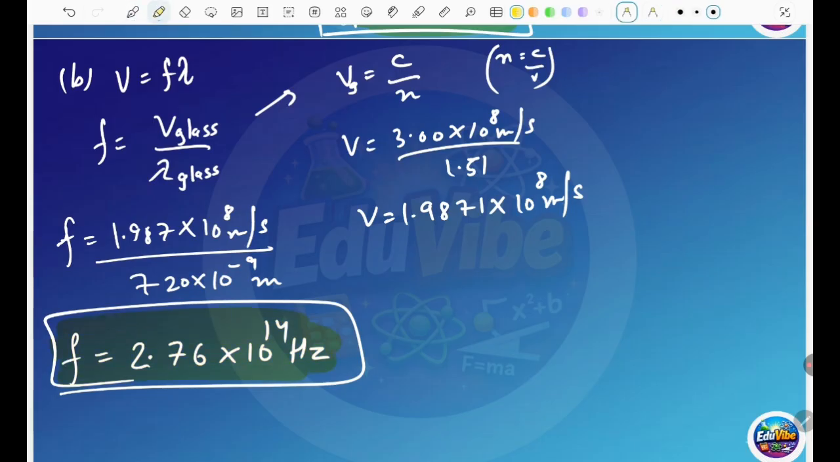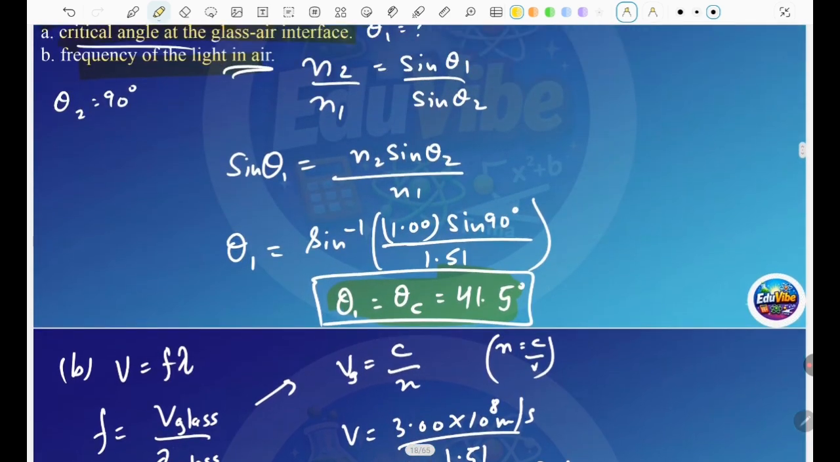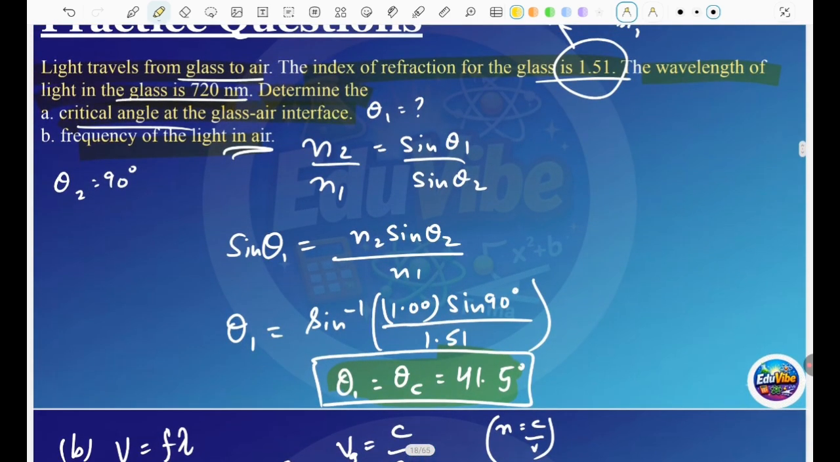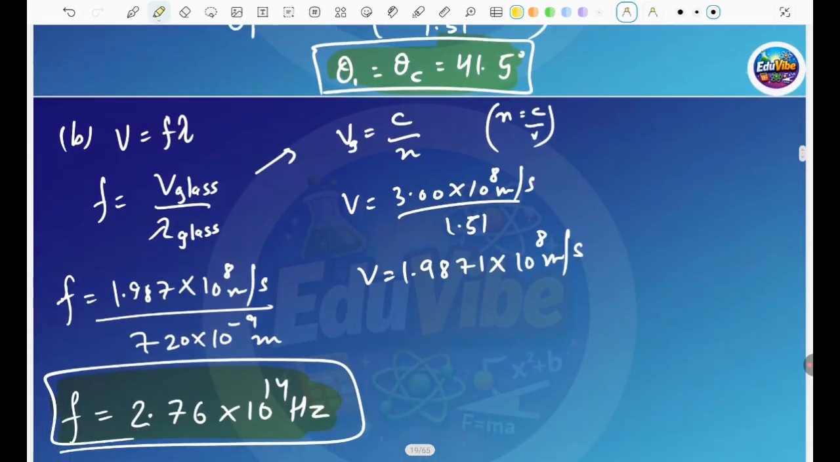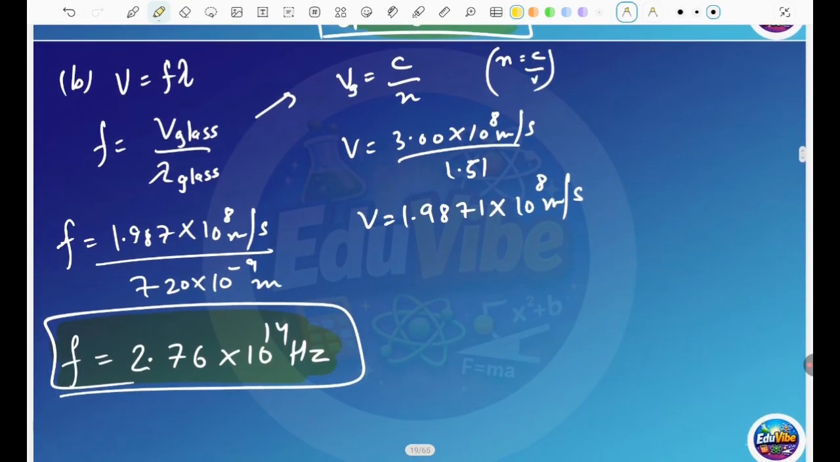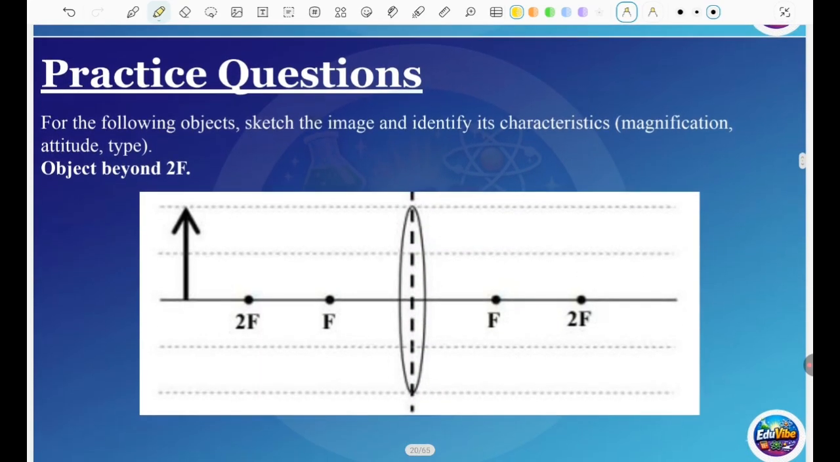So that's how you can find the frequency. You're not just finding a critical angle; you can add subparts sometimes. That's all you have to do in these questions. Same formula used, Snell's law. Let's move to the next one.